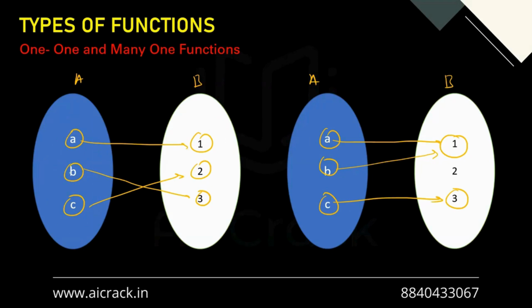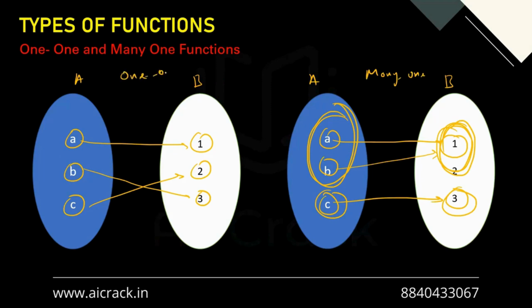We cannot have multiple inputs for a single output. But over here, what is happening? We have multiple inputs for one single output, right? Although we do have this case as well, we still have this case where we have multiple inputs for a singular output. So this one is called a many-one function and this is called a one-one function.